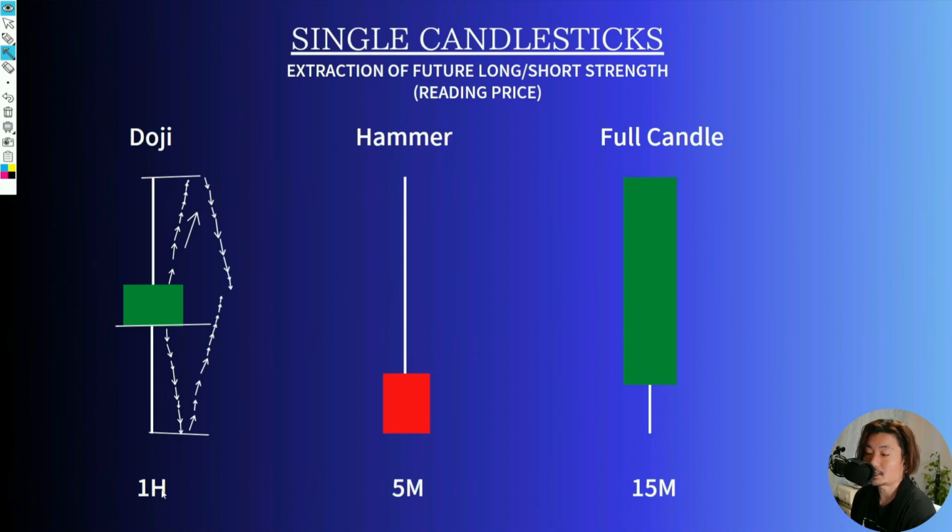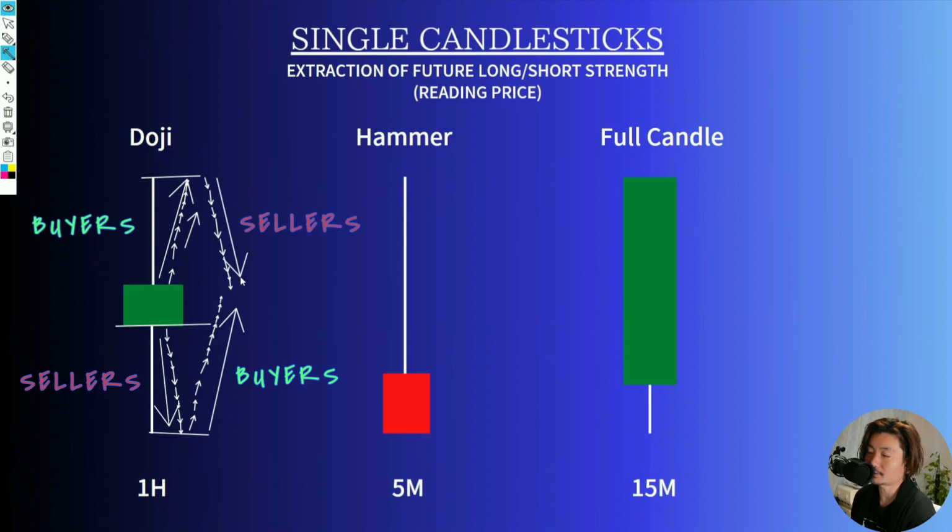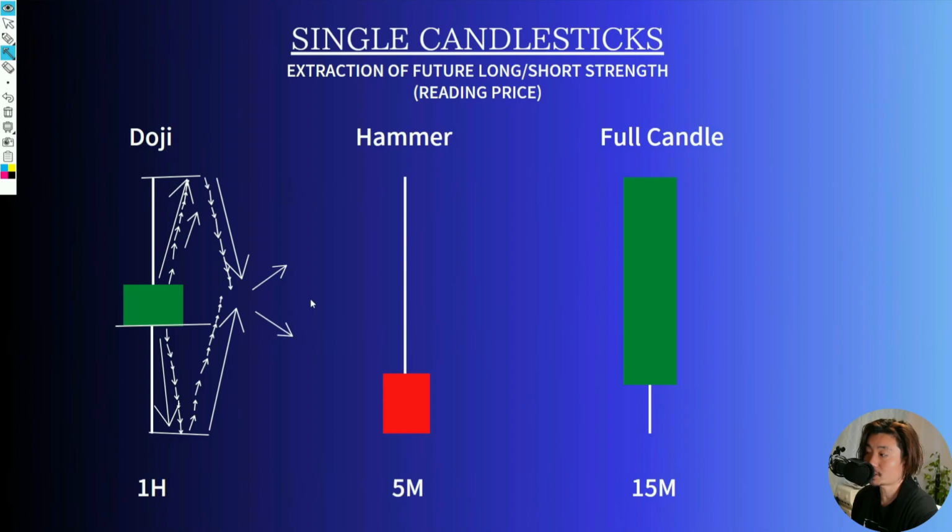Which tells us that within this 1 hour, there was an equal amount of buyers, as you can see here and here, and an equal amount of sellers, as you can see right here and here. And thus there is both future long and short strength in the next move of a currency pair, and thus it tells us that there will be neutrality in the next move.